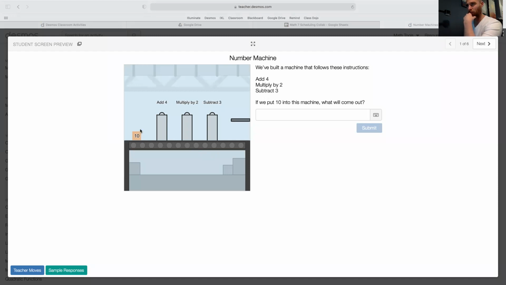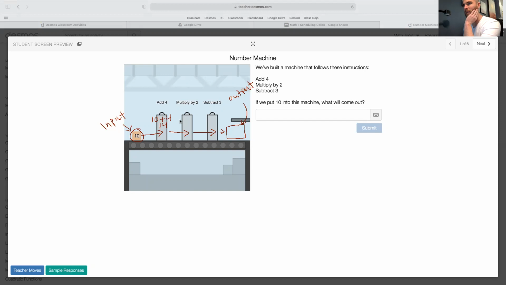Okay, so the 10 is the input. And we want to figure out what number will be in this box at the end, which I would call the output from the machine. The number that we input is going to go through these 3 stages, and once it's through those 3 stages, we'll have our output. Stage 1 says to add 4. So we're doing 10 plus 4, and that equals 14.